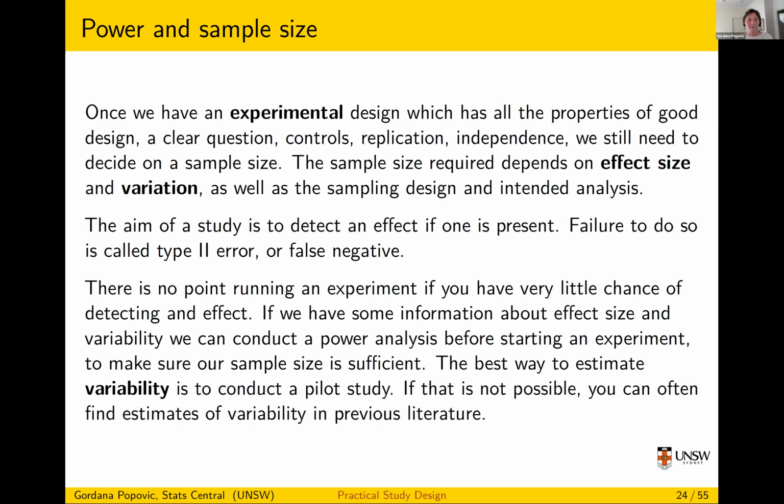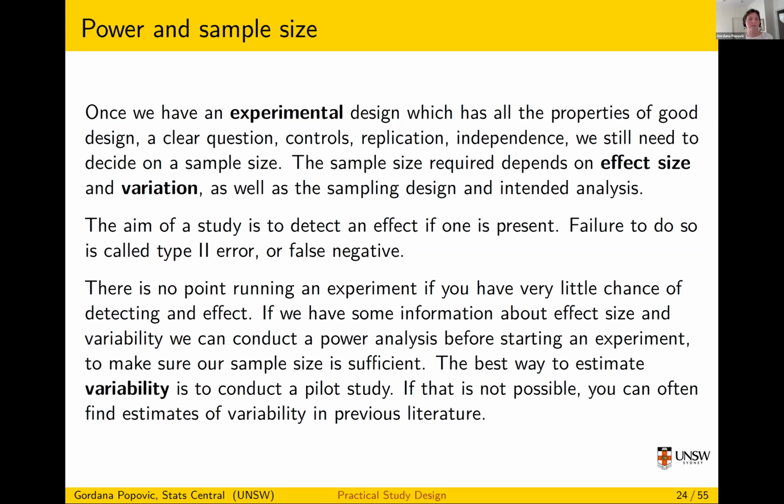So what is the aim of a study? Well, one aim is to detect an effect if one is present. Remember, we always have a sample and we want to know about the population. We want to be able to use our sample to say something about the population. And if in the population there is an effect, we want to be able to find that effect. If you fail to find this effect, it's called type 2 error or false negative. So there is an effect, but we didn't find it.